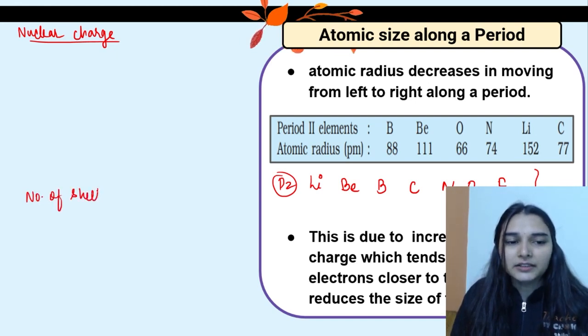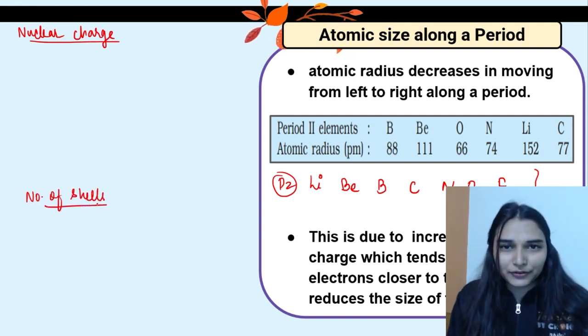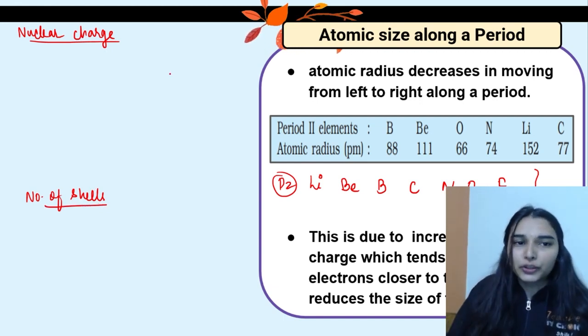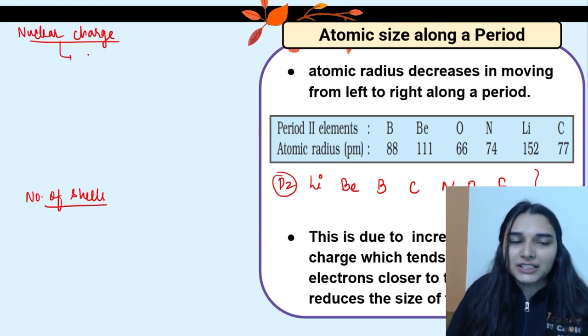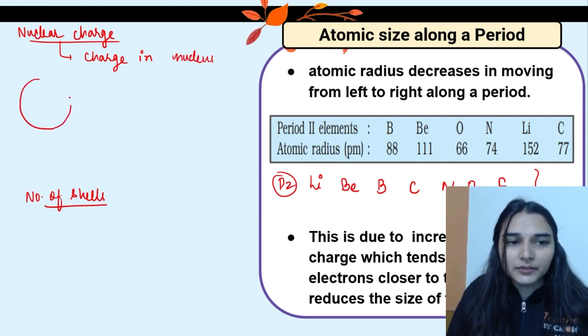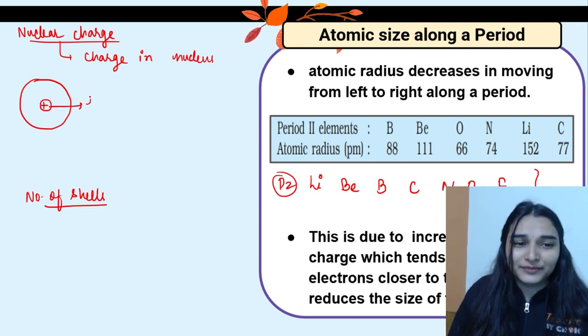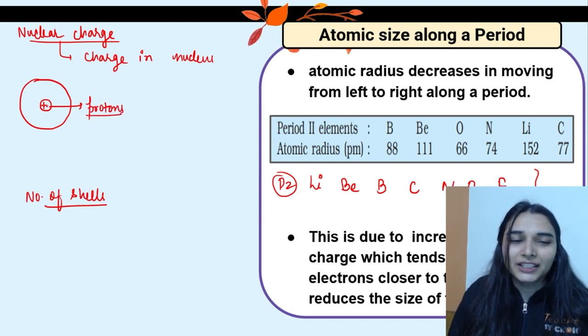These two factors determine the atomic size trend. Now what is nuclear charge? Nuclear charge, the name itself is telling you, is the charge in the nucleus of an atom. This is an atom, this is the nucleus. Why does the nucleus have charge? Because of the protons in it. Protons are responsible for giving it a charge.